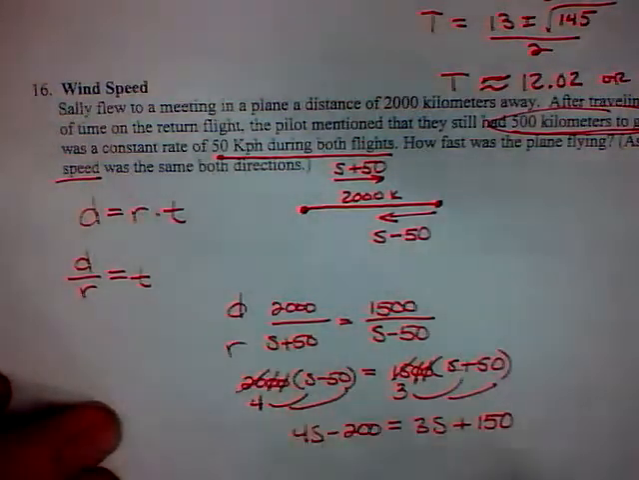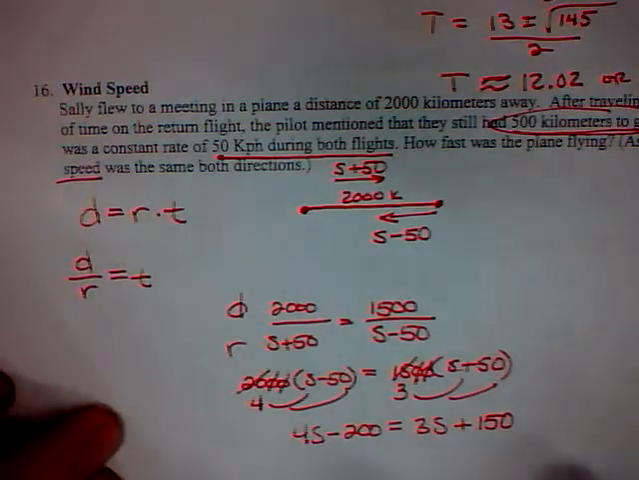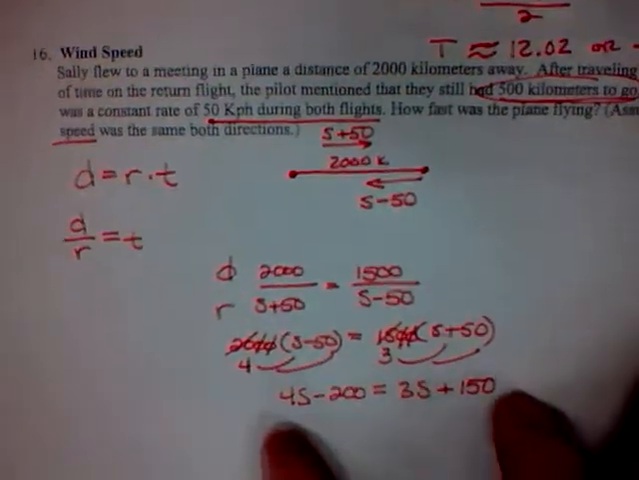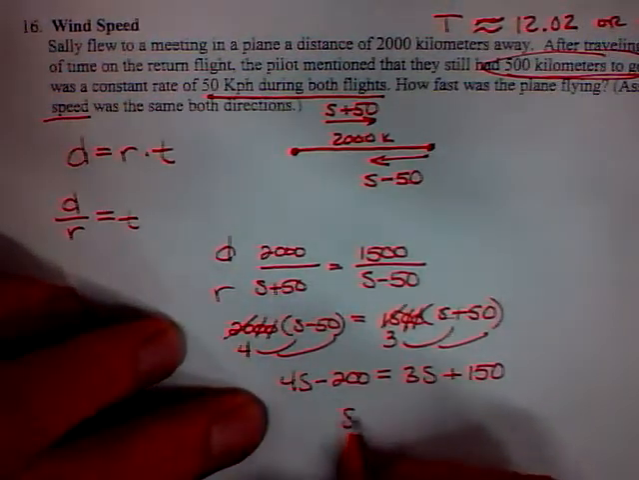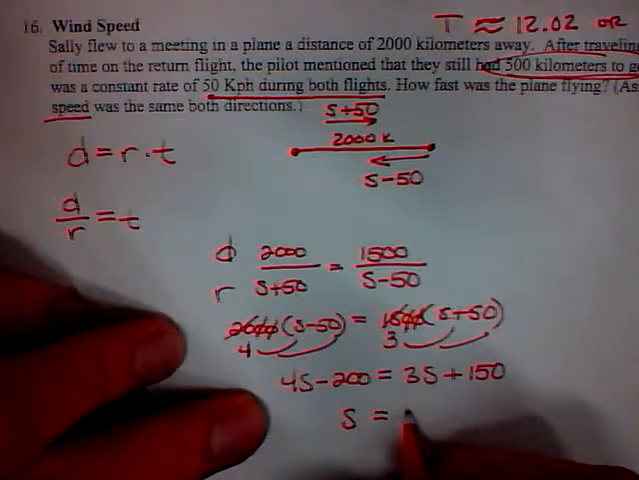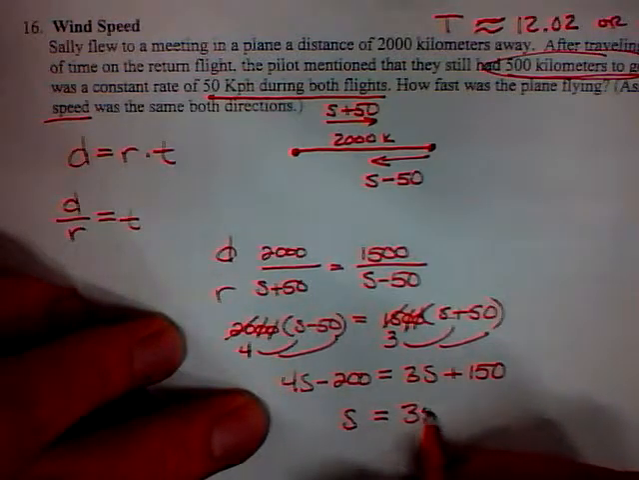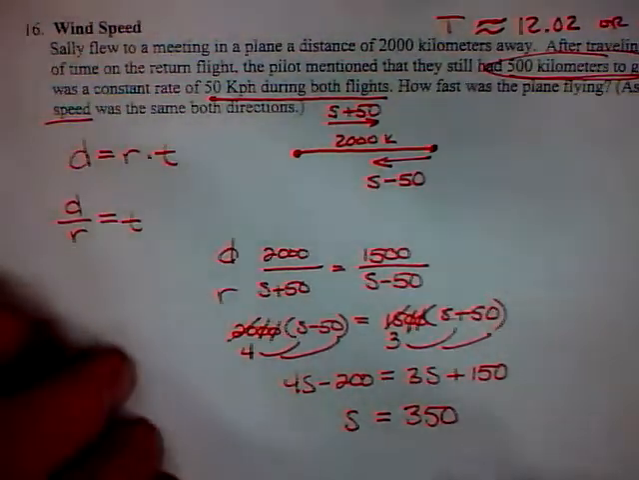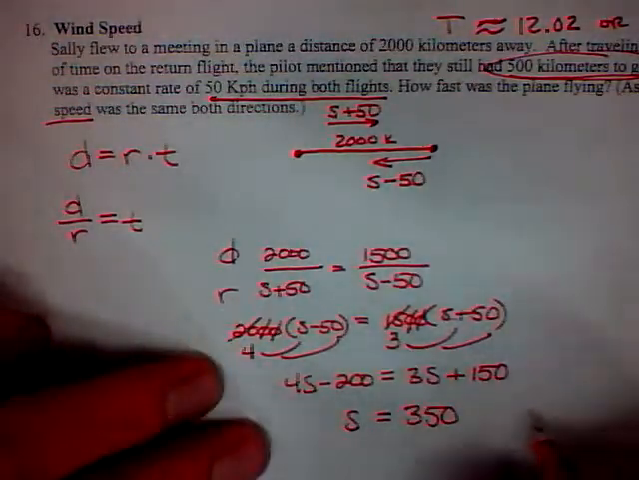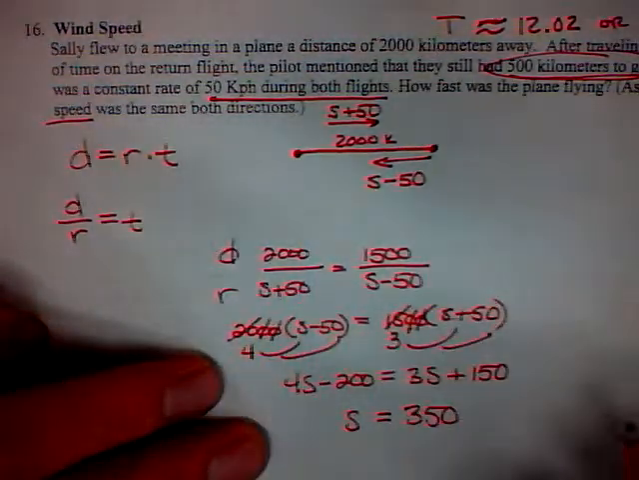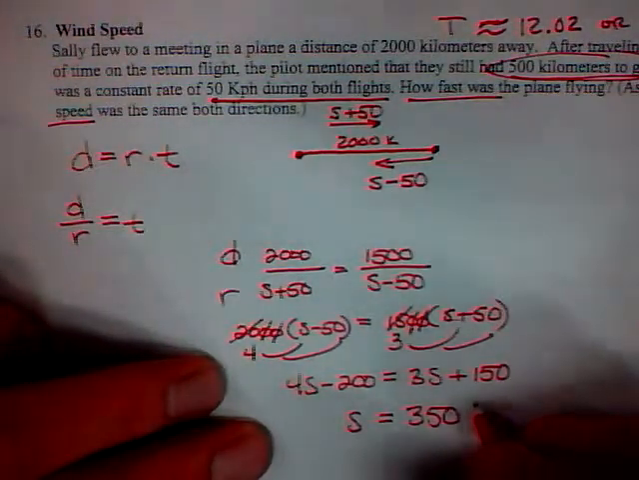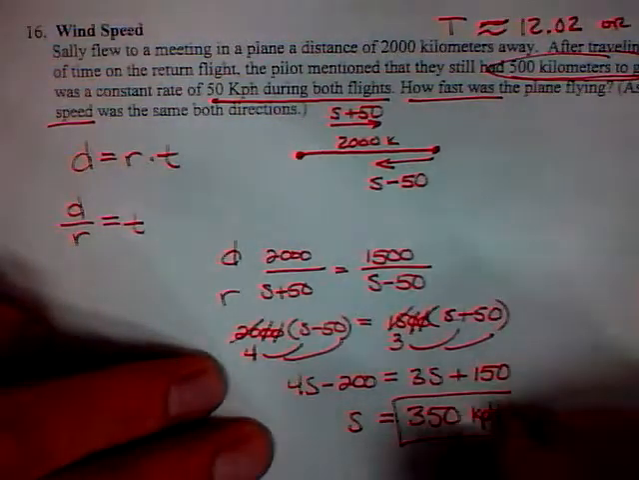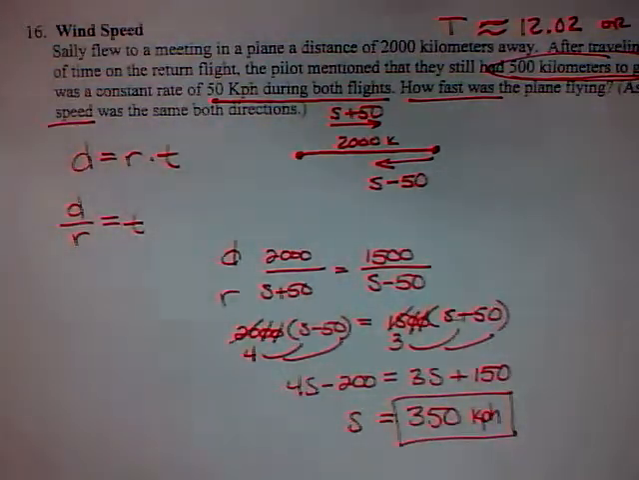Now if you want, you can distribute the 2,000 and the 1,500. I'm just trying to make the math a little easier to do. So now bring the s to one side, we get s equals, bring the 200 to the other side, and we get 350, which should be the speed, because that's what s was. And we wanted to know what was the speed, how fast were they flying. So they were flying at 350 kilometers per hour. Okay? And that's your answer to number 16.